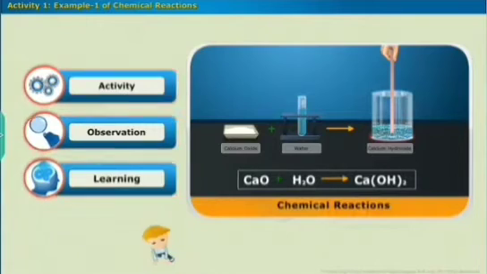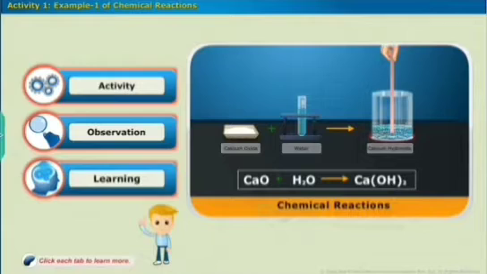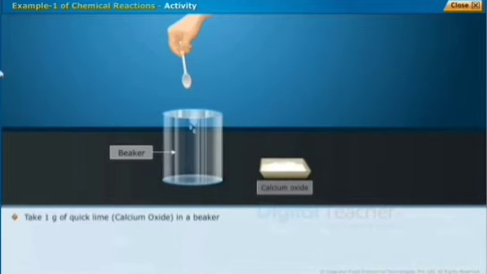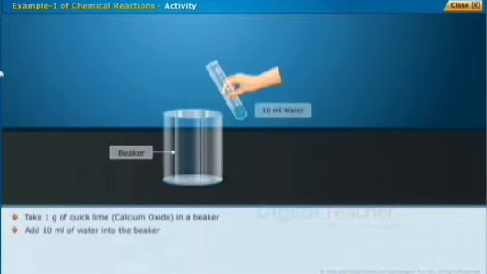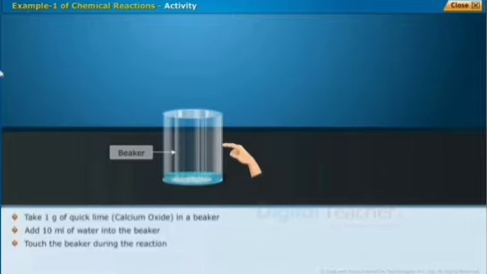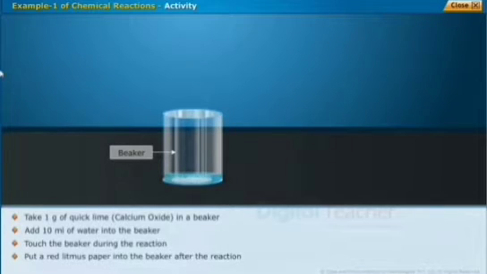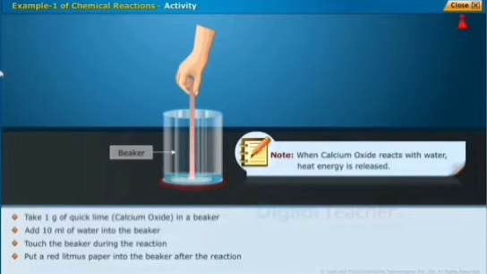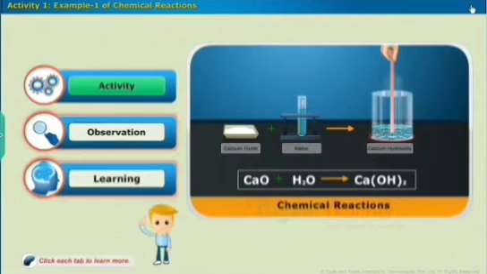Example 1 of chemical reaction. Click each tab to learn more. Take 1 gram of quicklime, calcium oxide, in a beaker. Calcium oxide is called chuna in Hindi. Add 10 ml of water into the beaker. Touch the beaker during the reaction. Put a red litmus paper into the beaker after the reaction. When calcium oxide reacts with water, heat energy is released.